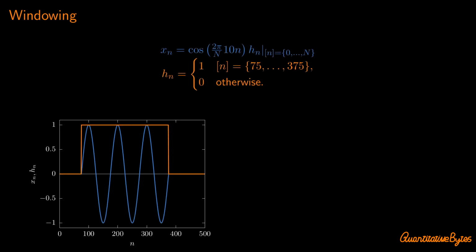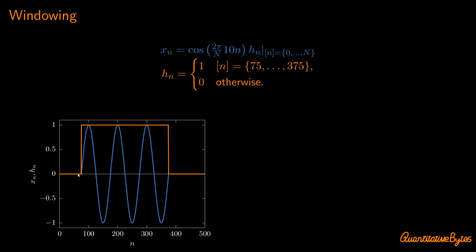So to take a small portion of a signal, as we've just been talking about, the process that we follow is to simply multiply the signal by some kind of windowing function. And that's exactly what we're doing here. We have our signal x of n equals cosine of 2 pi over big N times 10 times n, but now we're multiplying it by h of n, where h of n is our window function. In this case, for the most basic rectangular window, we simply define h of n as shown here. We set it equal to 1 when n is between 75 and 375 and 0 otherwise.